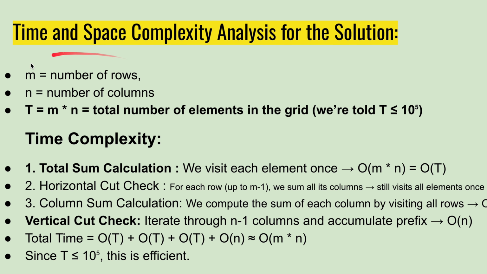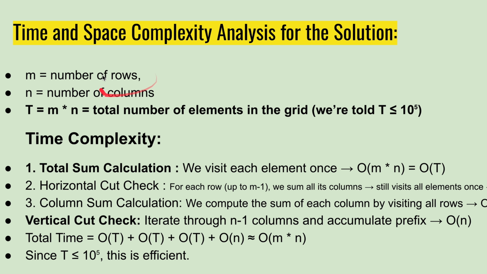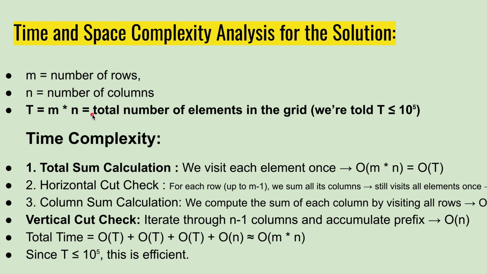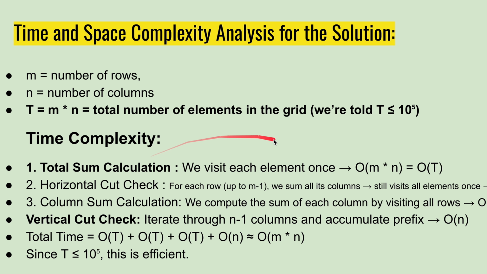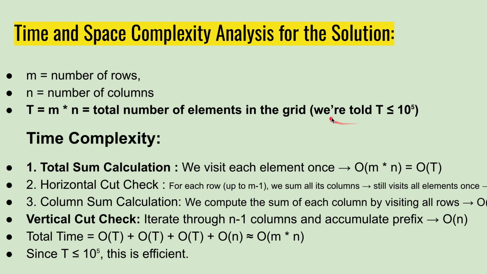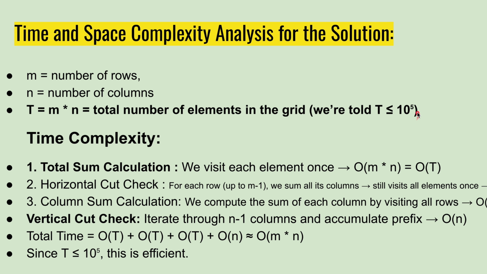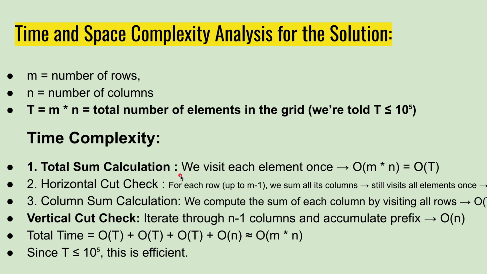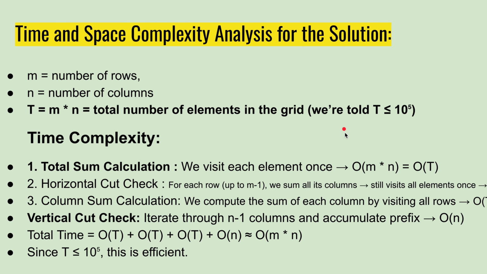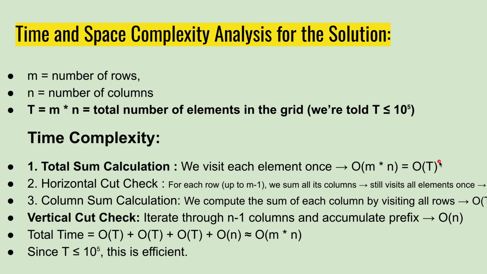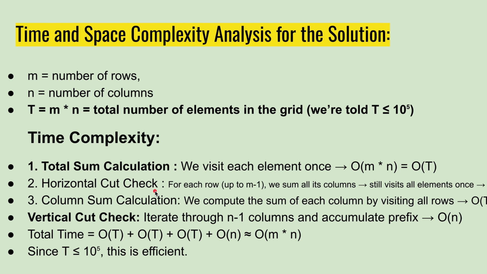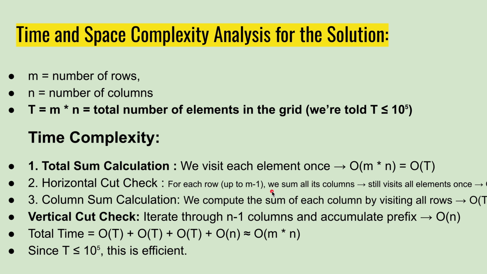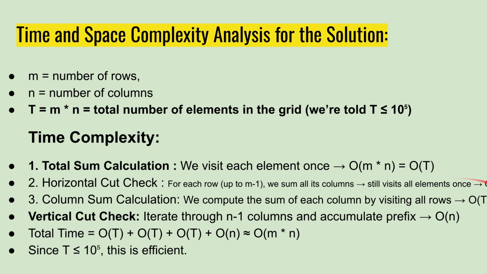For the solution, we have n and m, the number of rows and columns. So m into n is the total number of elements in the grid. If you talk about the constraint, we are told that it should be less than or equal to 10 to the power 5. So the time complexity: for the total sum calculation, we are visiting each element, so for all the elements m into n, that is O of t times. For the horizontal cuts, we go up to m minus 1 rows and sum all the columns. Still we are visiting O of t times only.